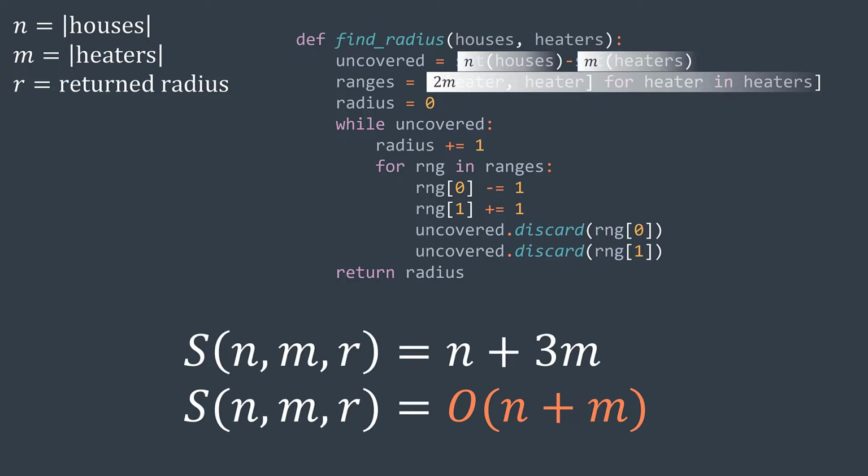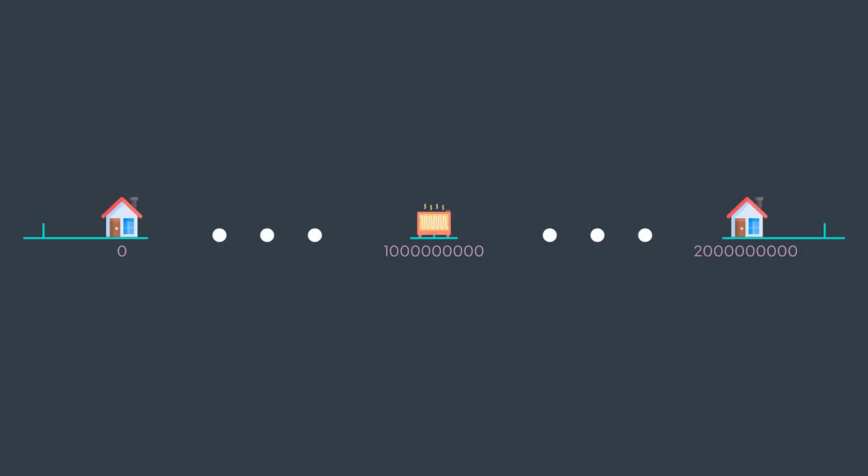This solution is not the best one, because we have cases where it's really slow, cases where houses are far from heaters. We will need to do a lot of iterations. This is why we will see another solution.